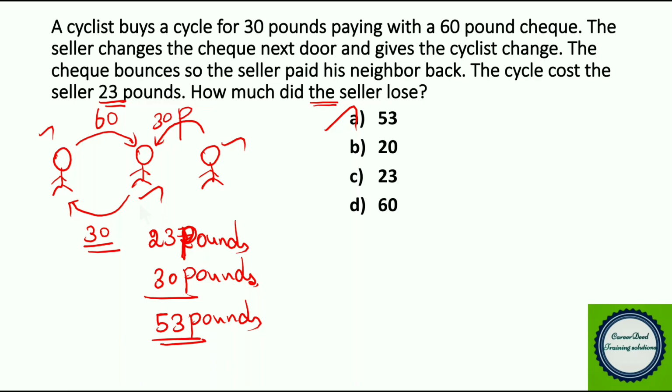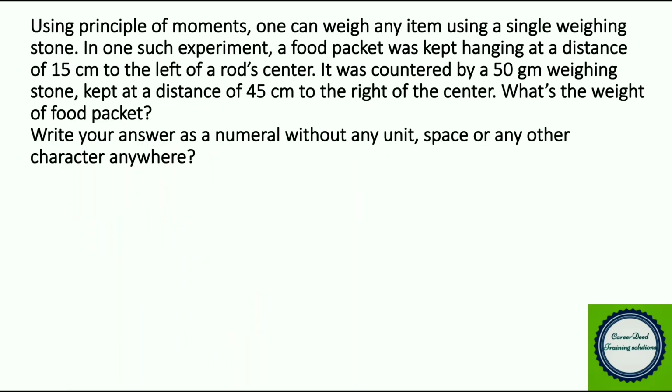Now moving to question number 8. Using the principle of moments, one can weigh any item using a single weighing stone. In one such experiment, a food packet was kept hanging at a distance of 15 cm to the left of the rod center. It was countered by a 50-gram weight stone kept at a distance of 45 cm to the right of the center. What's the weight of the food packet? Write your answer as a numeral without any unit, space, or any other character anywhere.